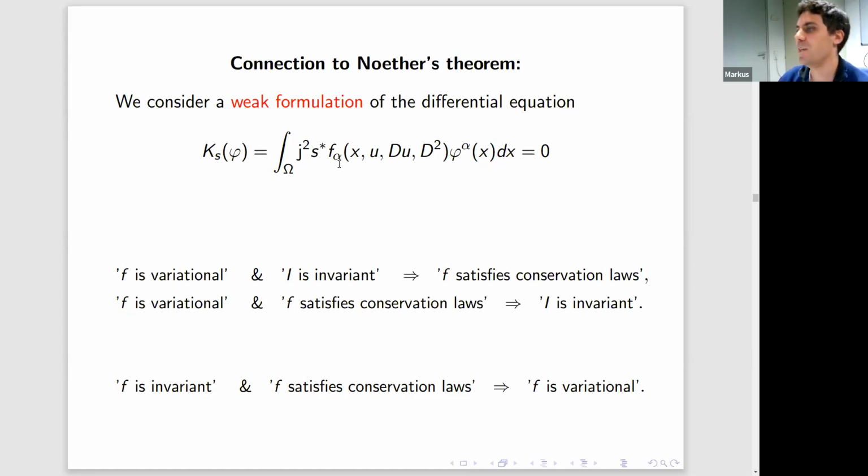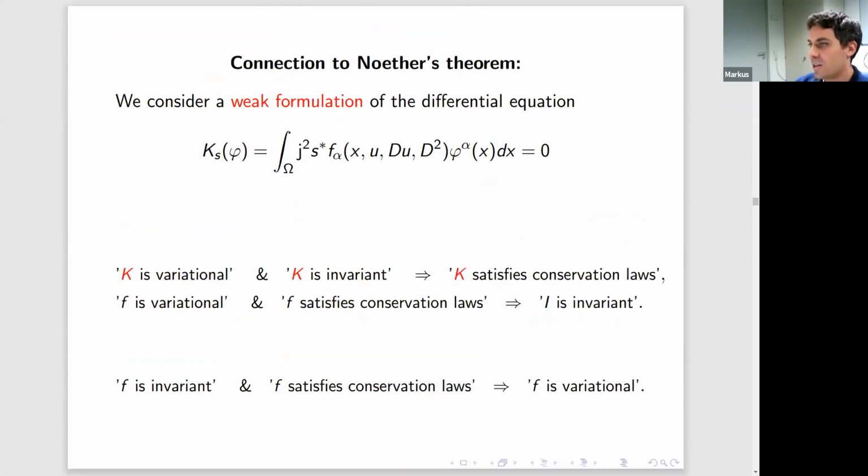So what is a weak formulation? Basically you take a differential equation, you pull it back, and then you multiply it by some test functions phi, and then you integrate over some set omega, and set it equal to 0. Then you get the weak formulation, which is denoted by this K here. And this will be very important in this talk.